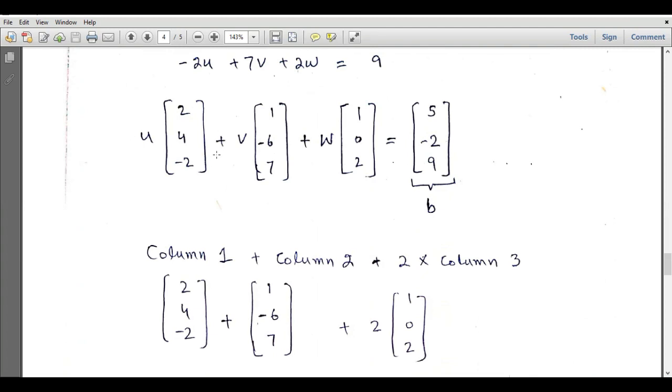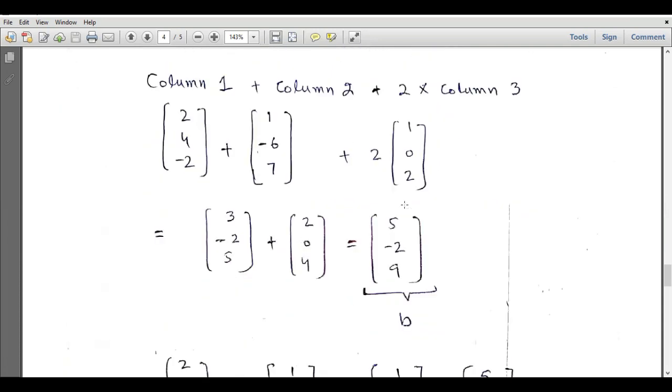Okay, so if I add this first column and second column, and I multiply the third column with 3 and add in the sum of first and second columns, I will get the right hand side, right? Because 2 plus 1 plus 2 will be equal to 5. 4 minus 6 plus 0 is equal to minus 2. Minus 2, 7 plus 4 is equal to 9. So if I multiply this column by 2, and if I add all these three columns, then I will get this answer, right?